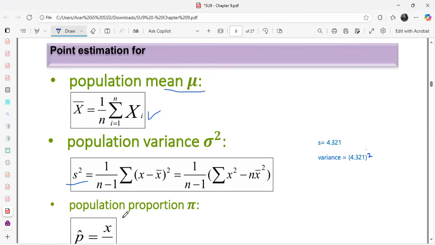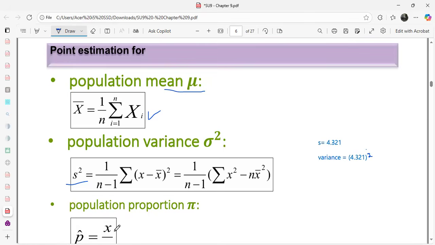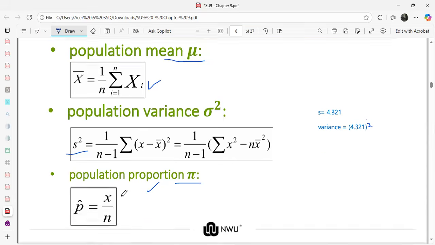Now, the point estimator for the population proportion, we use this formula, the P cap. The P cap is equal to X divided by N. I will explain how you see the value of X and also the value of N. You know that the value of N is the random sample or the sample size. For the population proportion, which is pi, the point estimator uses this formula, right?